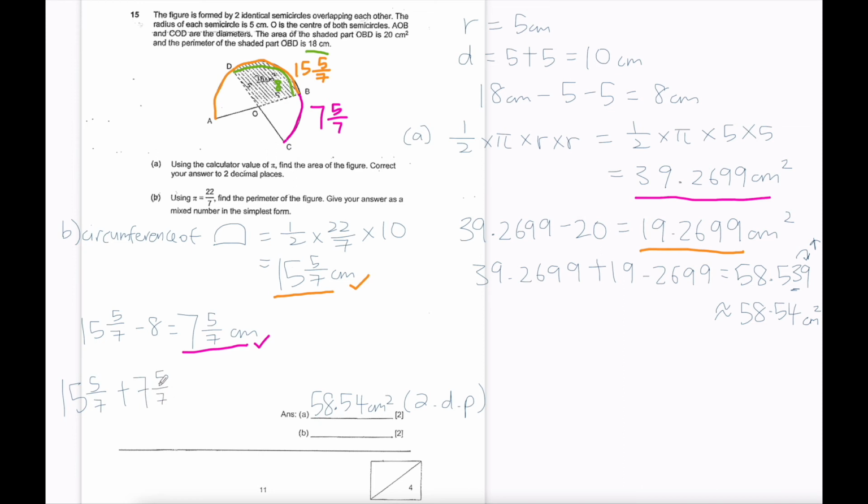And we're not done here, okay? Because we still have this part, AO and OC. AO and OC are radiuses, so it's 5 plus 5. And I'm going to get 33 3/7. Okay, and that's it. That's just my answer. Let's move on to question 16.